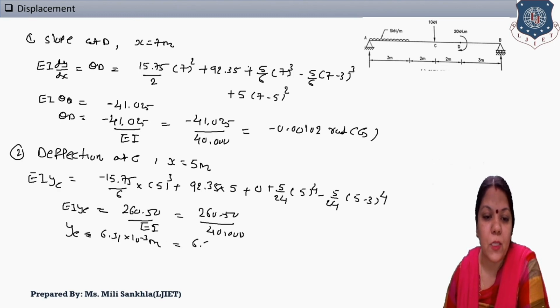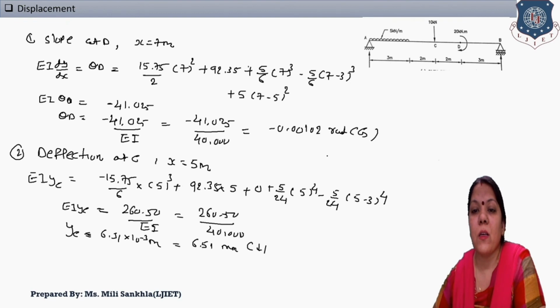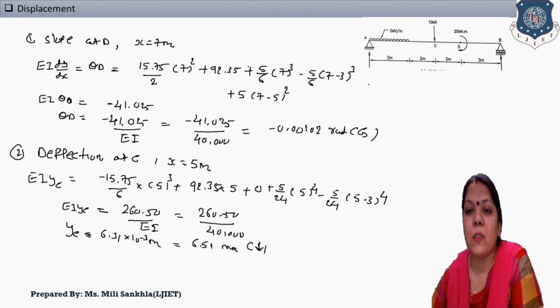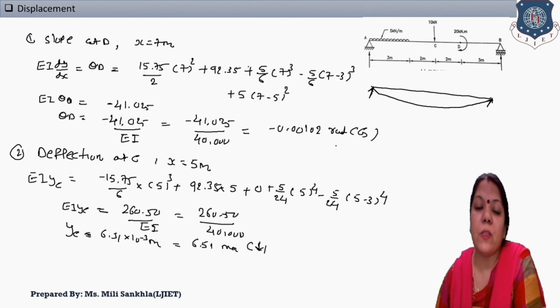In mm, 6.51 mm. This value is positive, so we write it as down direction. Because of this loading the beam deflects like this way, and this deflection is downward, so if we get a positive value we mention this is downward direction.